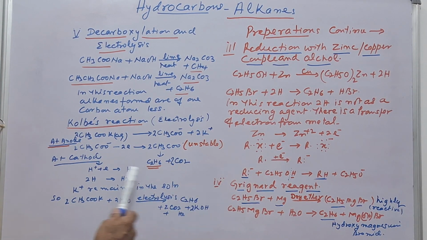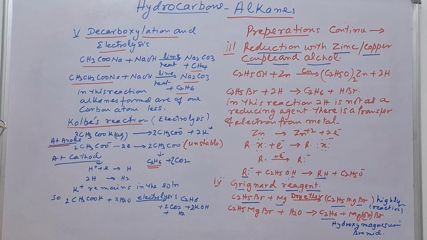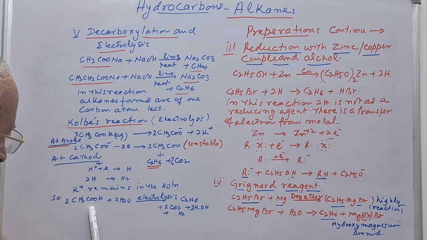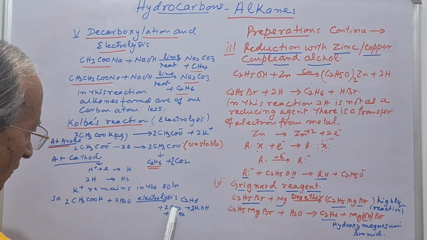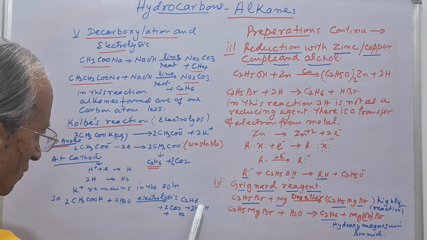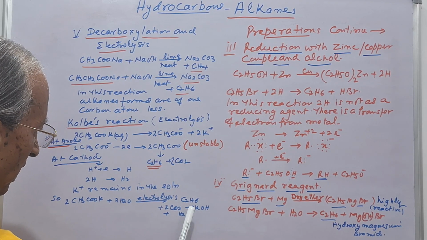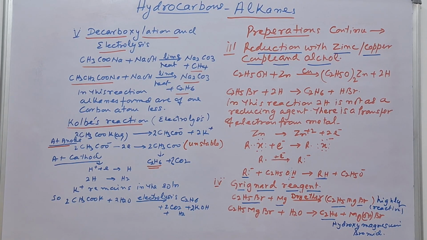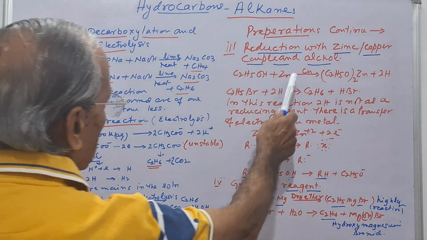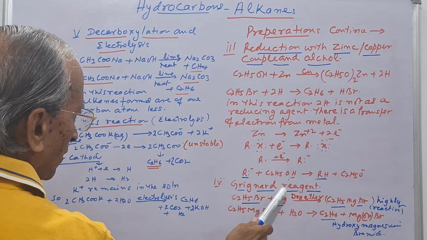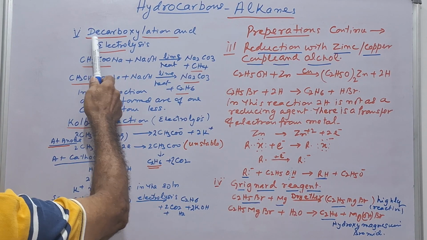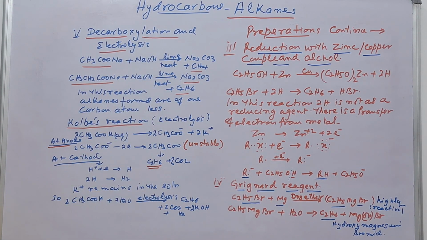So in the overall reaction of the electrolysis, if two molecules of potassium acetate undergo electrolysis, it forms ethane, two molecules of carbon dioxide, two molecules of KOH and hydrogen gas. So today I gave you four preparations: reaction with zinc-copper and alcohol, Grignard reagent, and the decarboxylation and the electrolysis process.